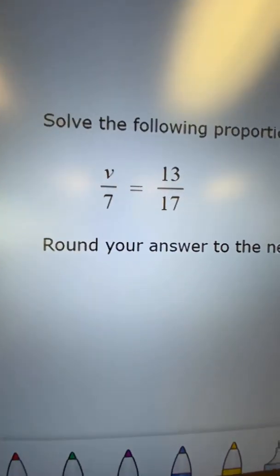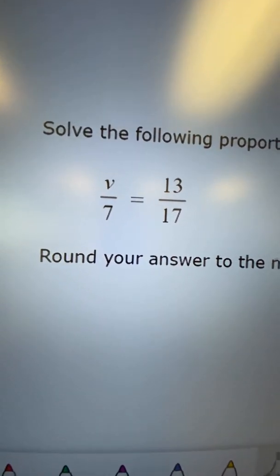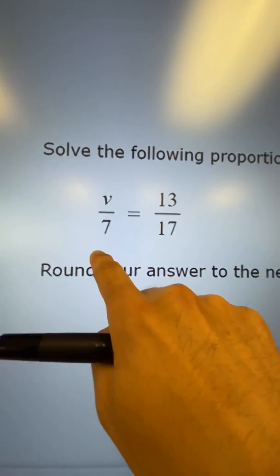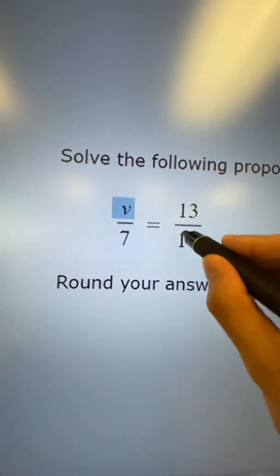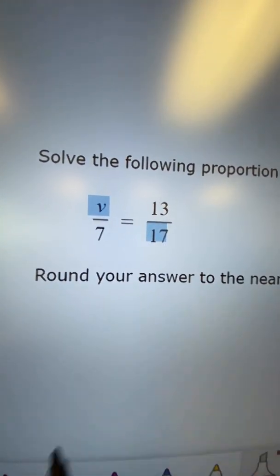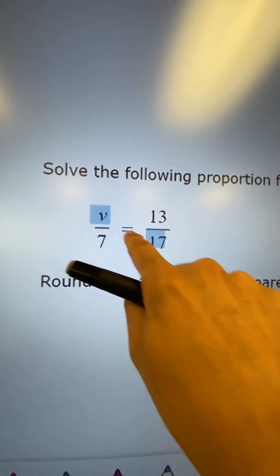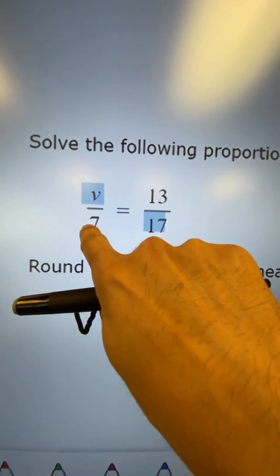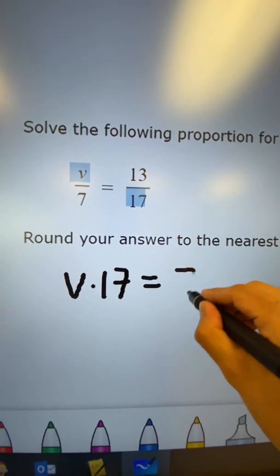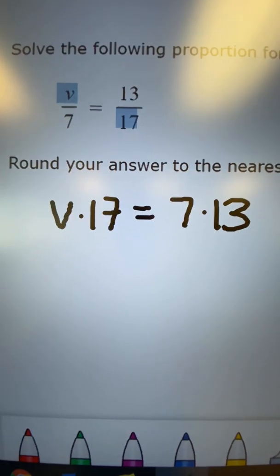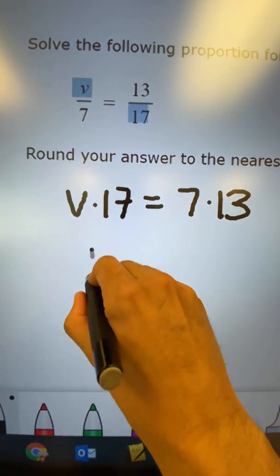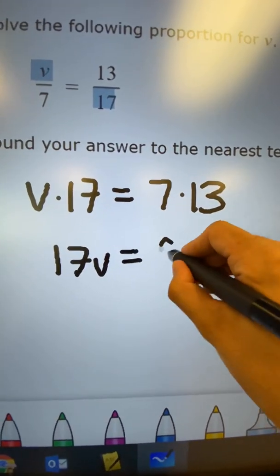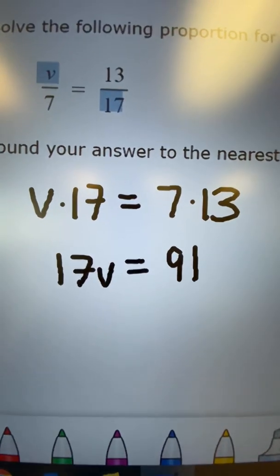And now in our second example, it's similar to the first one. The only difference is the variable is on the top instead of being in the denominator. So that's the numerator. But same idea. You're always going to, using the cross product property, take the v and the 17. If I multiply those two together, that should equal this number times this number, 7 times 13. Now when I simplify, I'm going to get 17v on this side equals, and then 7 times 13 is 91.